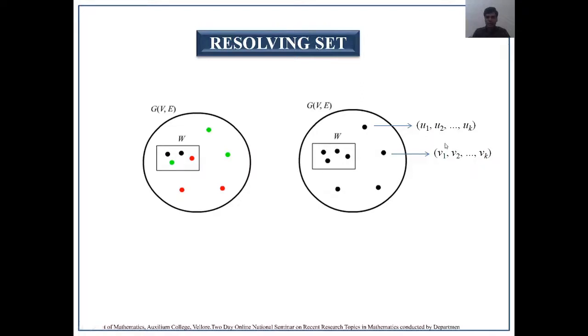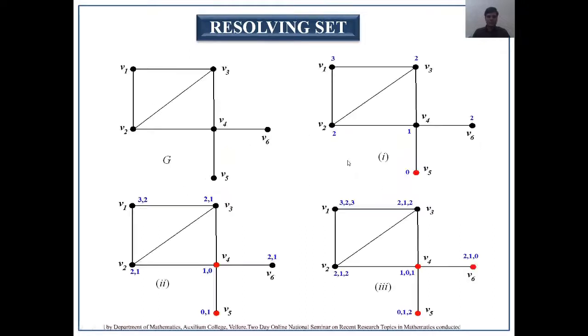See, these are numbers. If in at least one place in the representation the numbers are different, then we can say that these two representations are different. This is for only two vertices. The same thing you have to repeat for all the vertices in the graph. If every two vertices give different representations, then we can say that this W is a resolving set.